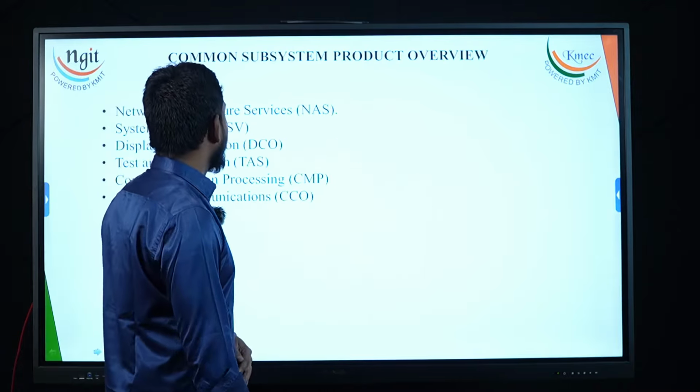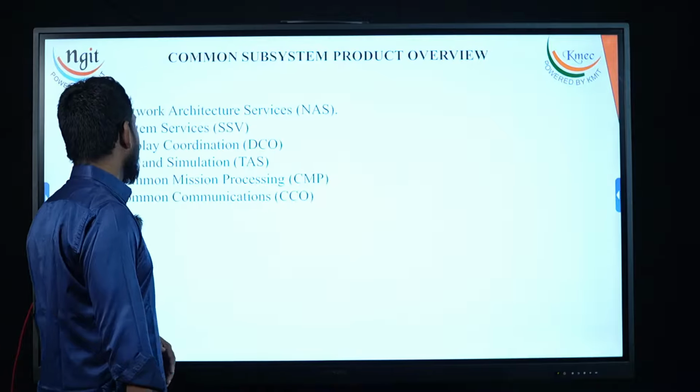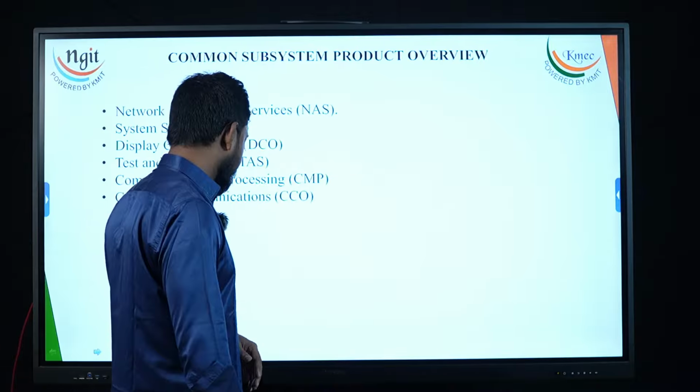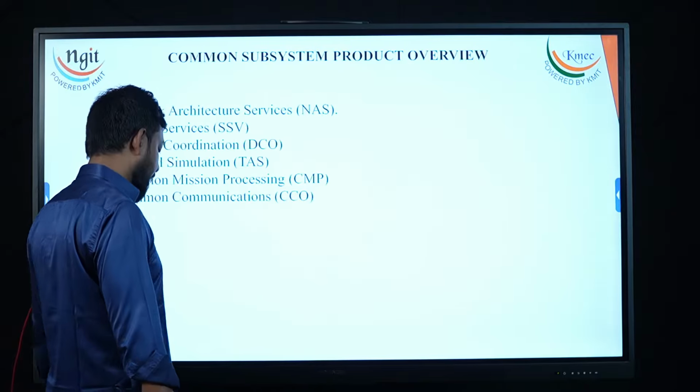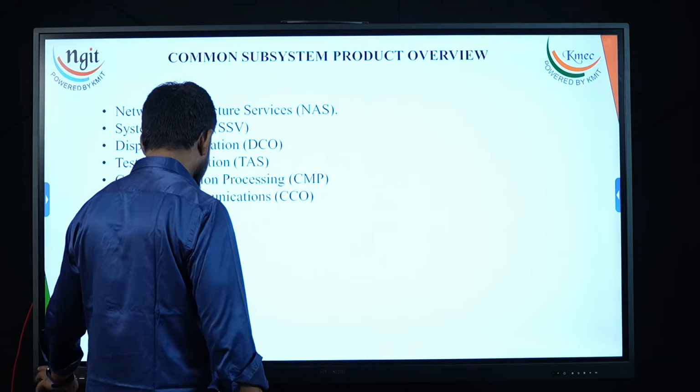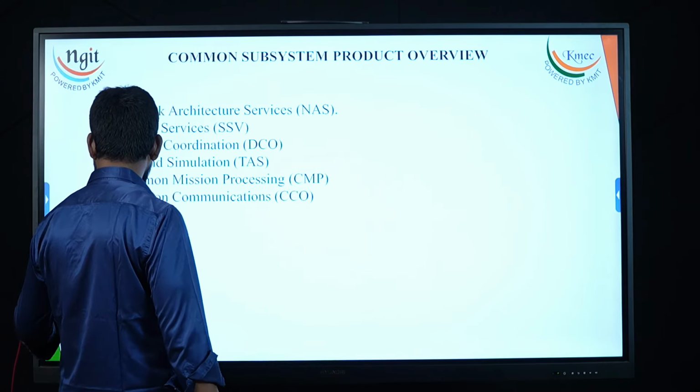Right. So we'll try to understand what this common subsystem product looks like. This common subsystem product consists of different architectures here. So what is this? It consists of different parts first.